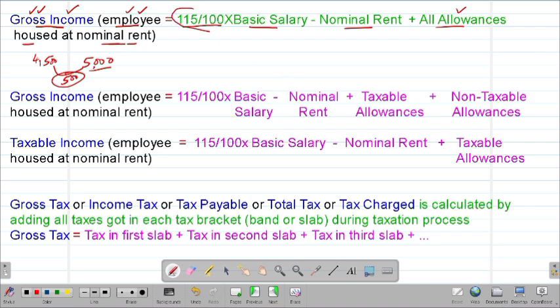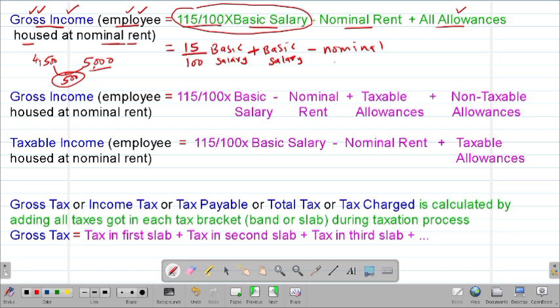Remember, this statement can also be rewritten this way. It's just like we are taking 15% because the house allowance is always capped at 15%. That is for the Kenyan context. So you take 15% of the basic salary, then you add the basic salary. Then of course you less the nominal rent, because this is money that the employee is taking from his own pocket. Then of course we add all allowances, meaning both taxable and non-taxable allowances.